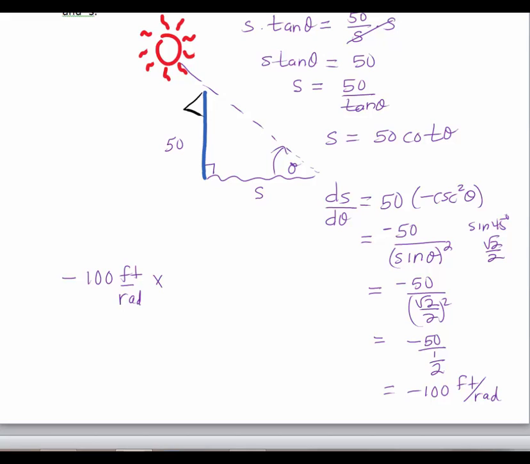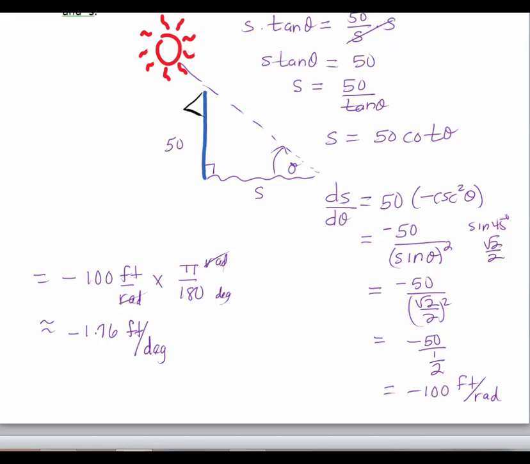So I've got the negative 100 feet per radian, and I need to multiply by pi over 180, because this is radians and this would be degrees, and so the radians will cancel and I would be left with feet per degree. We can do this on our calculator. We take the 100 times the pi over 180, and we get negative 1.76 approximately feet per degree.